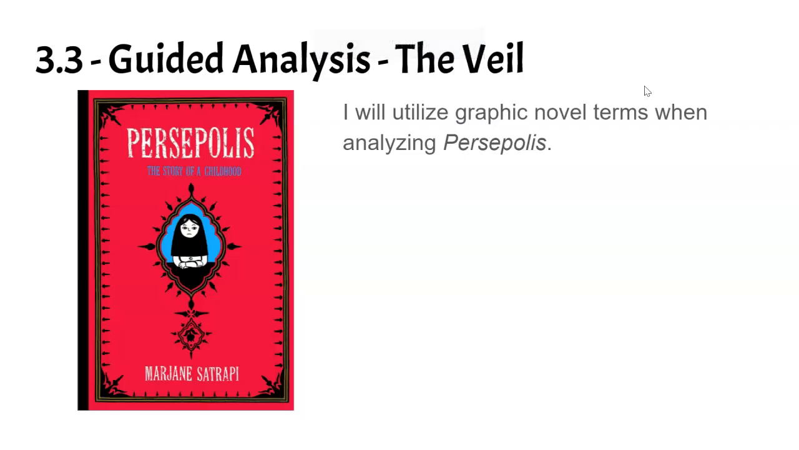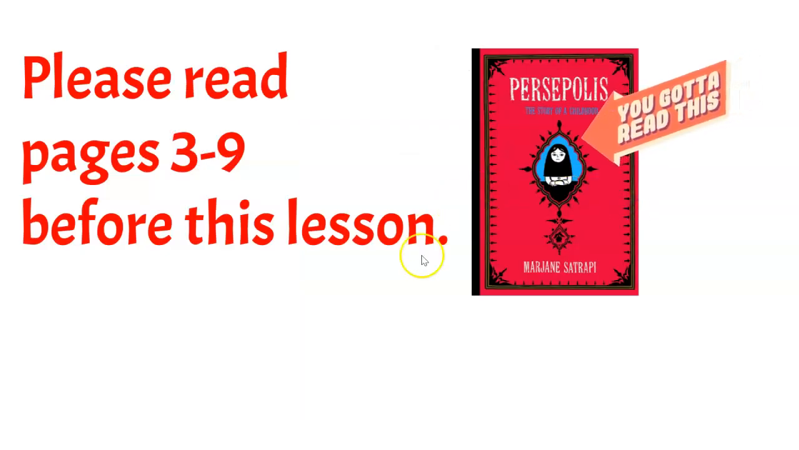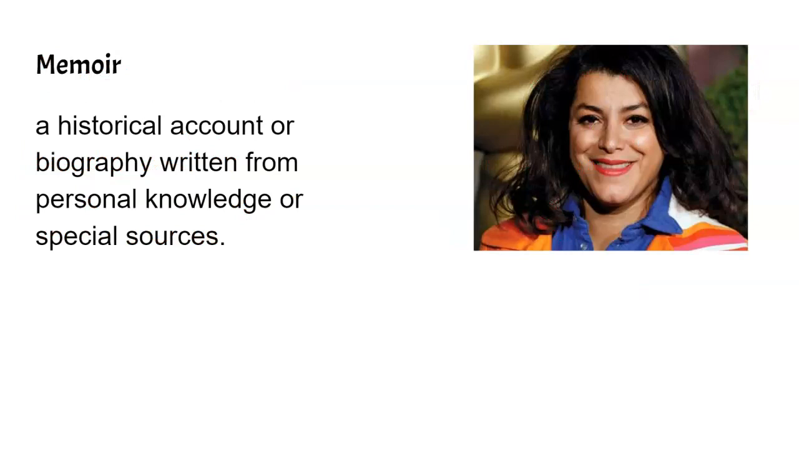So here we go. The goal today is to utilize graphic novel terms when analyzing Persepolis. You need to go ahead and pause this video and read pages 3 to 9 in Persepolis. That's the section called the veil, so that you know what you're doing when we talk through it. So pause, read. All right, I'm assuming that you paused and read, so let's go ahead and get started.